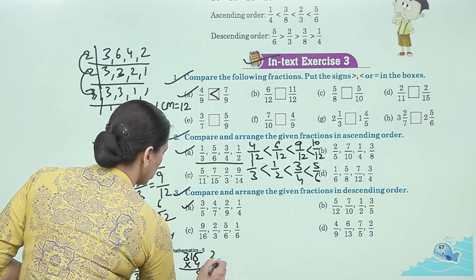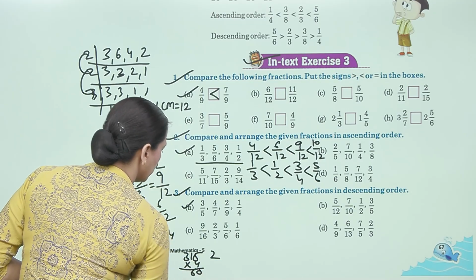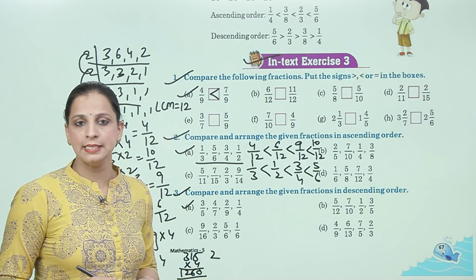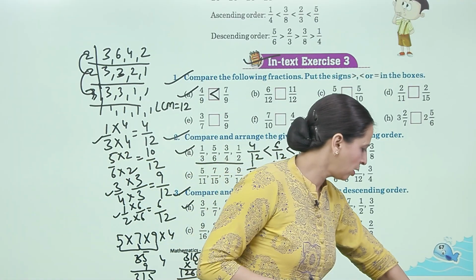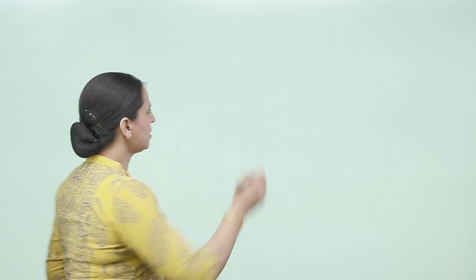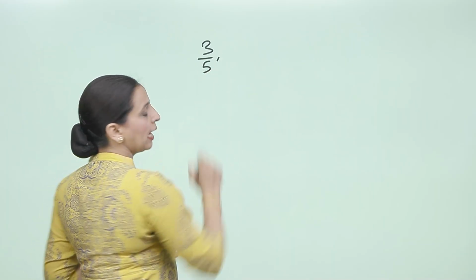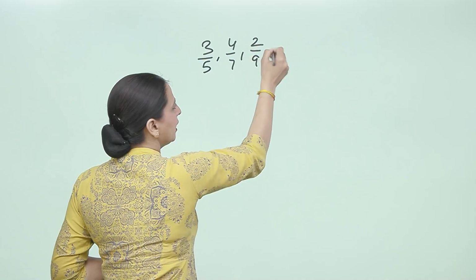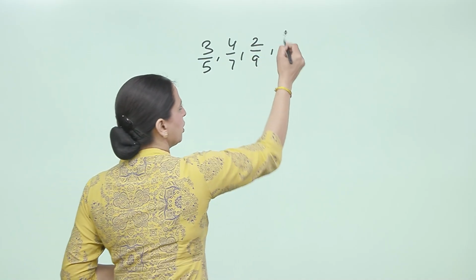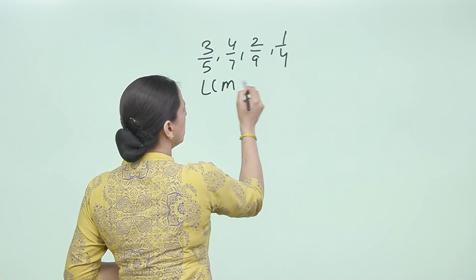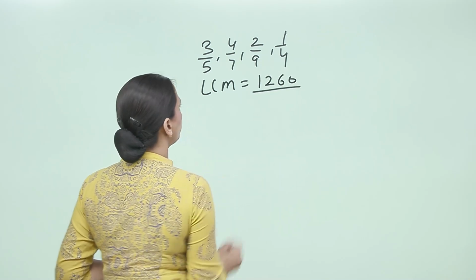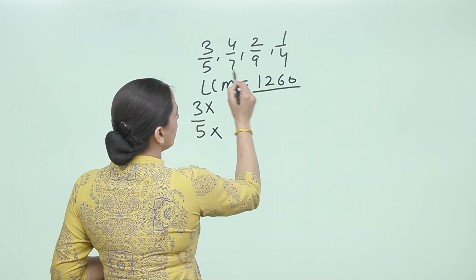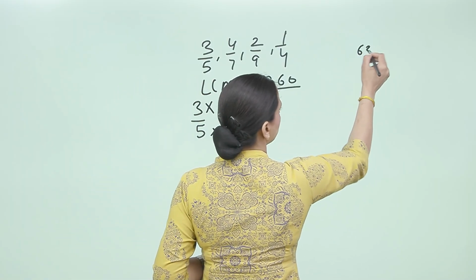4 5s are 20, 0 carry 2, 4 1s are 4 plus 2 is 6, 4 3s are 12. That is 1260. 1260 is the LCM. Now, our fractions are 3 by 5, 4 by 7, 2 by 9 and the last one is 1 by 4. And the LCM is 1260.